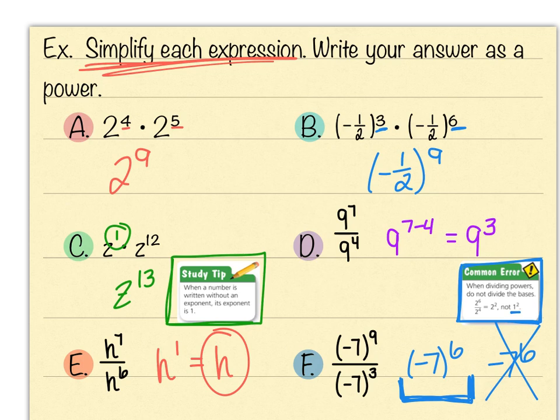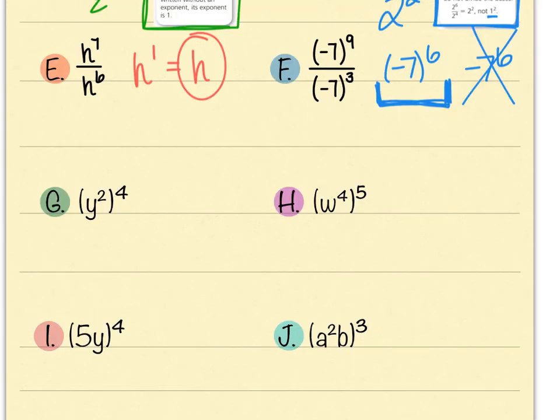And that's not what we do, right? All we're doing is we're keeping that same base, and then we're subtracting 6 minus 4 to get 2 for the exponent. So don't make those mistakes. Starting with example G, we're going to use the power of a power property, which says we're going to do y to the 2nd power, all raised to the 4th power. So I'm going to just multiply those exponents together to get y to the 8th power.